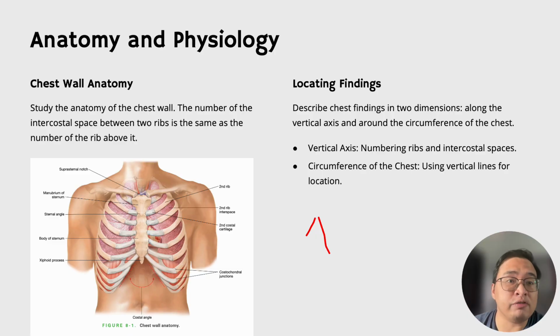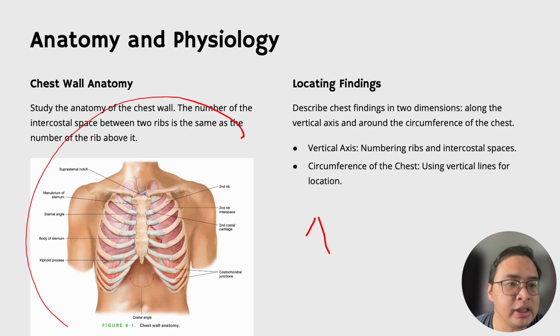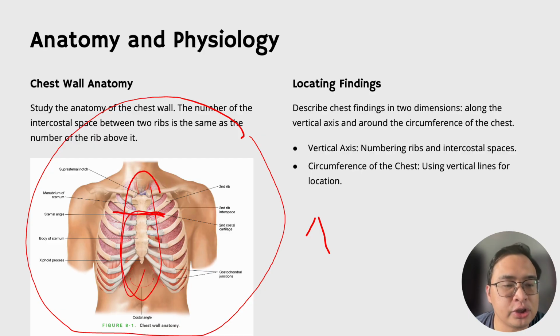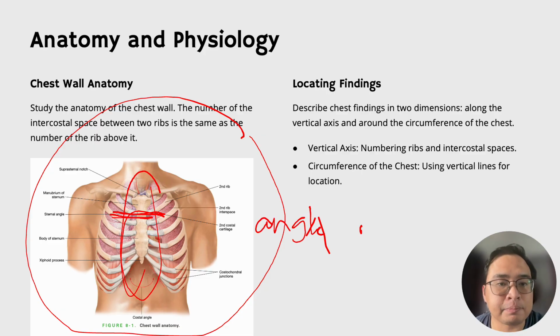But first, why do we need to review the anatomy and physiology? It's because in order to locate our findings, in order to describe it properly, we need to be able to know the anatomy. Okay, so this is the chest wall anatomy. This is the anterior view, meaning you're looking at the patient from their front. Okay, so this bone here, of course, is the sternum. It's composed of the manubrium as well as the body of the sternum. And in between them is the sternal angle, also known as the angle of Louis.